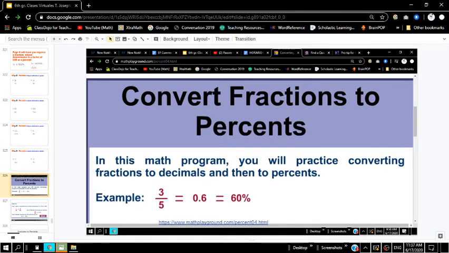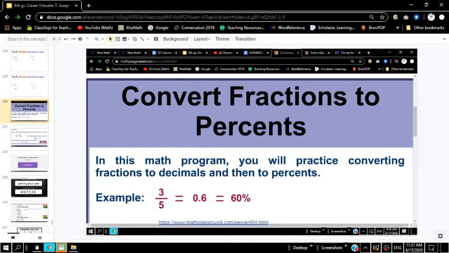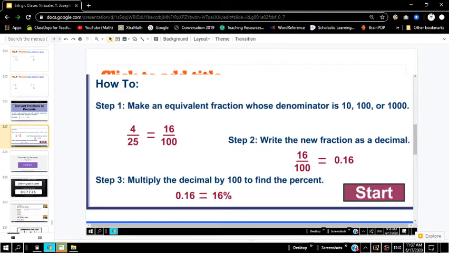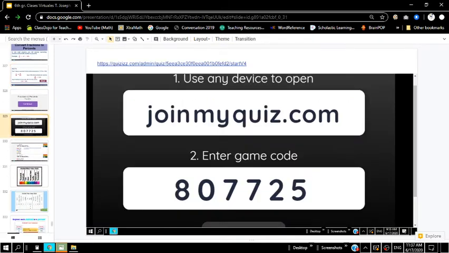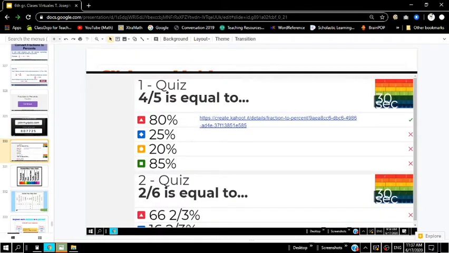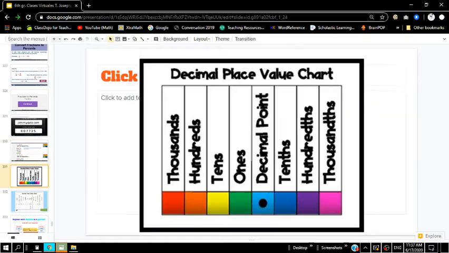We're going to just look at a couple of games that you guys can practice that we will play in class. One of them is mathplayground.com, where you're converting fractions to percents. It's just allowing you to understand this concept a little bit more. And then there's a quiz. Join my quiz. This is the code that we will work on in class. And then here is a Kahoot that we can use to practice in class.